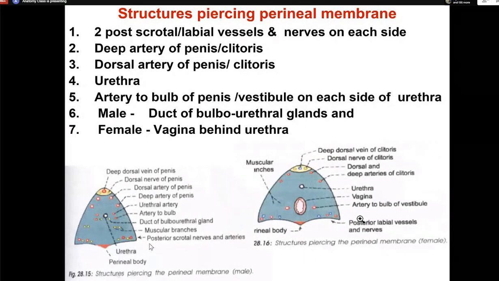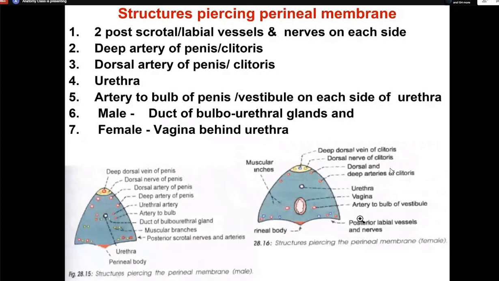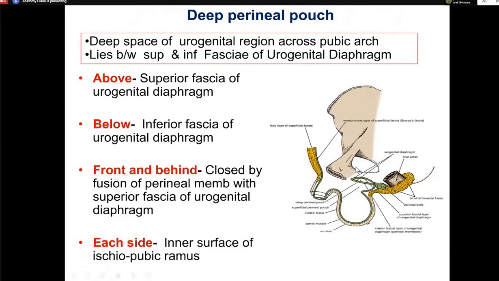Those are known as the posterior scrotal nerve and artery, or the vessels on its sides. Then the deep artery of the penis, deep artery of the clitoris over here, dorsal artery of the penis, dorsal artery of the clitoris, then the urethra.